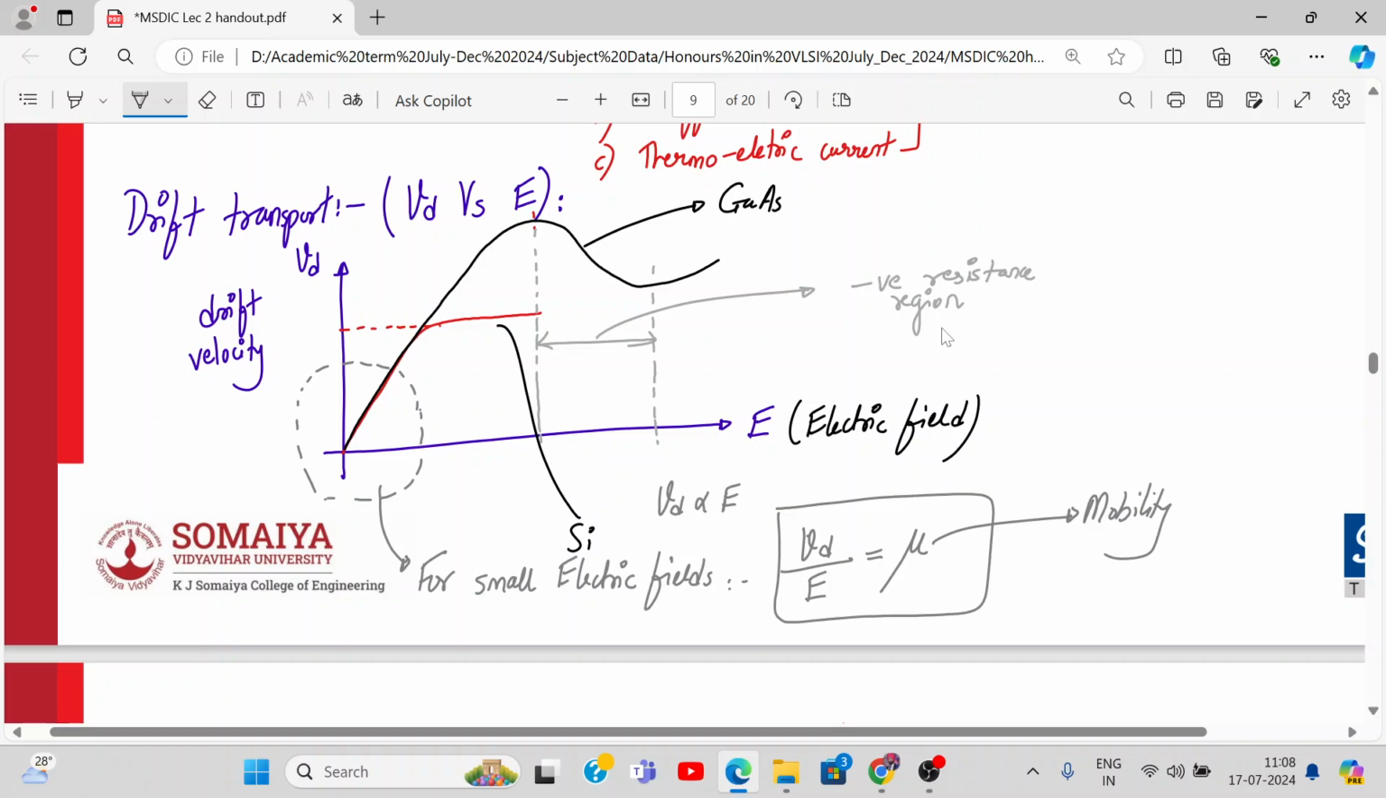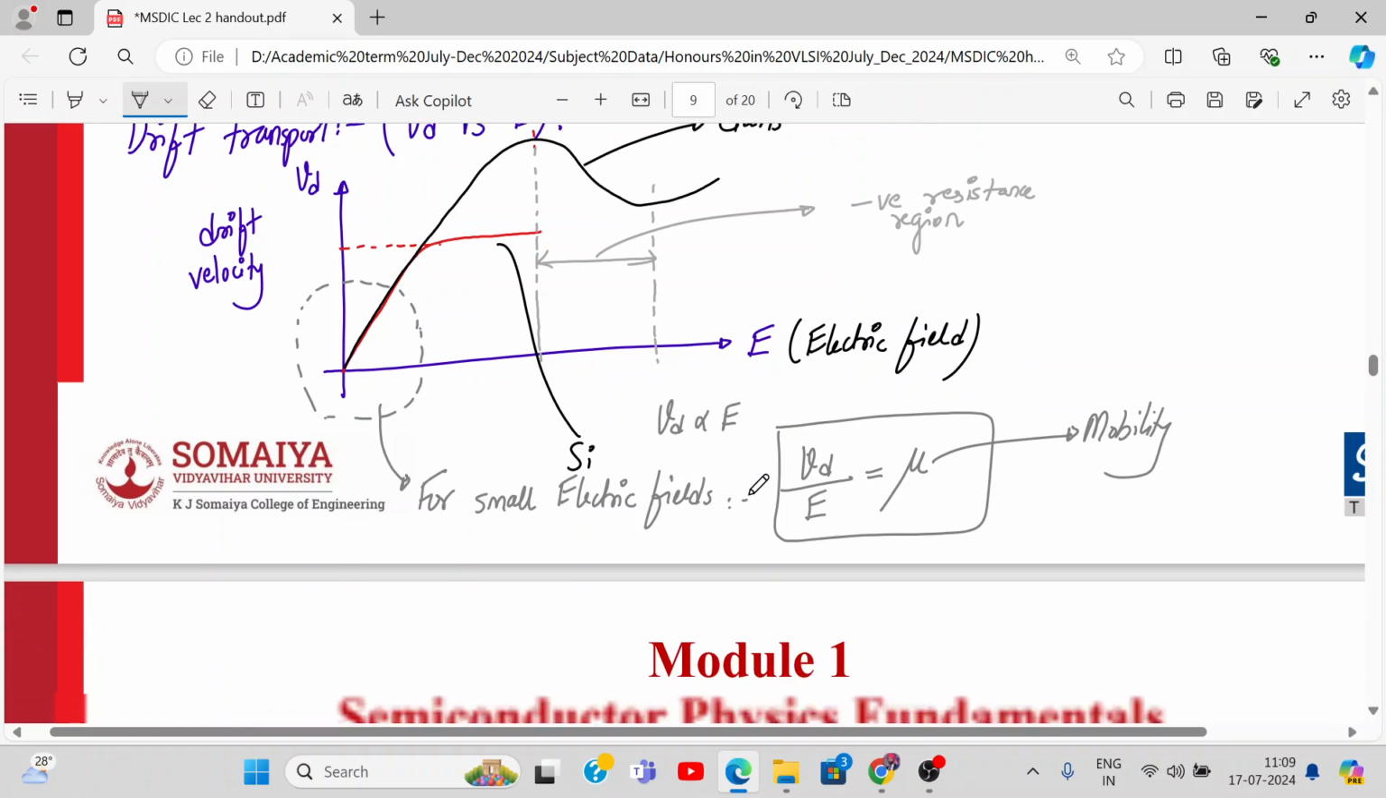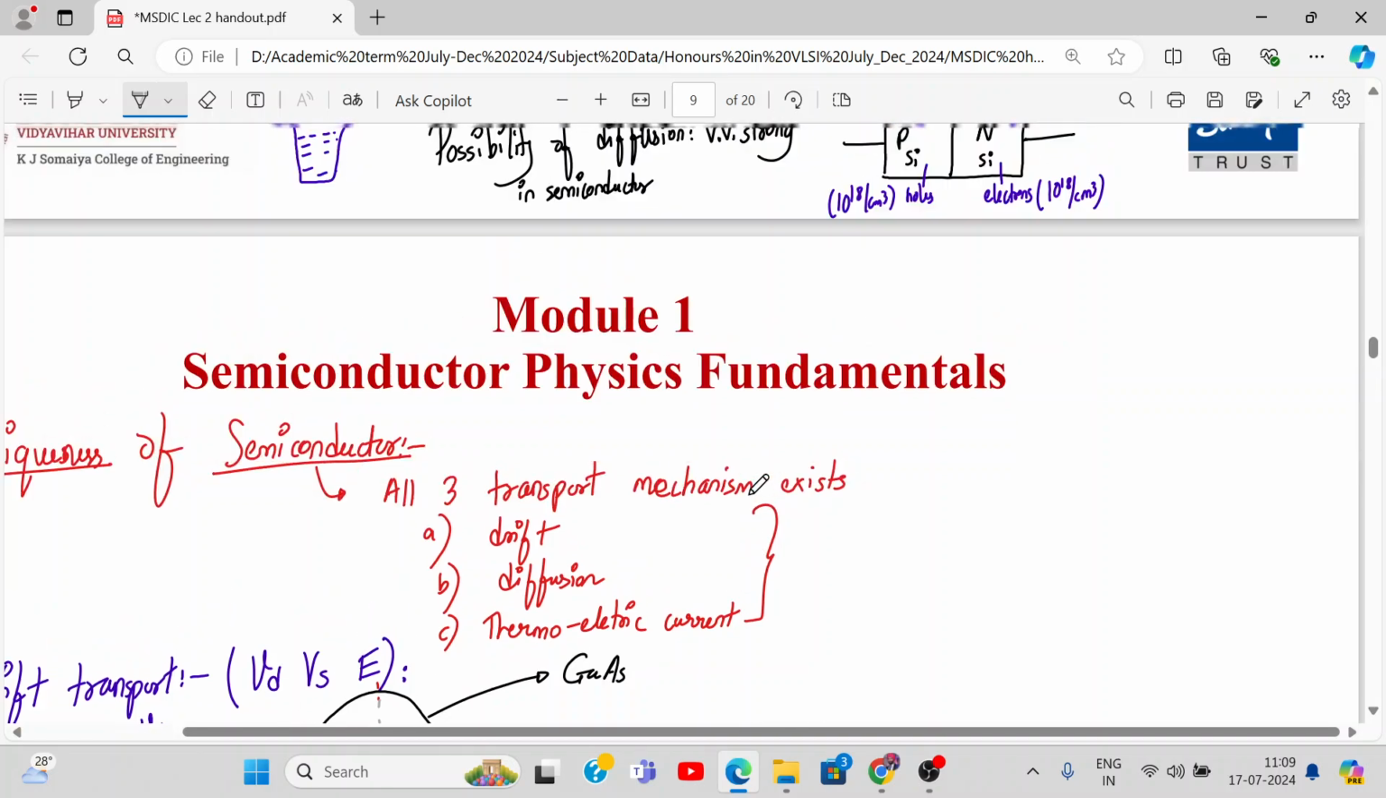Okay, so this is drift velocity versus electric field. Some compound semiconductor materials behave in this manner, and elemental semiconductor materials behave like the red curve, mostly silicon. For a small electric field, in both of them, drift velocity remains proportional to the electric field, and the proportionality constant is the mobility. Understood this?